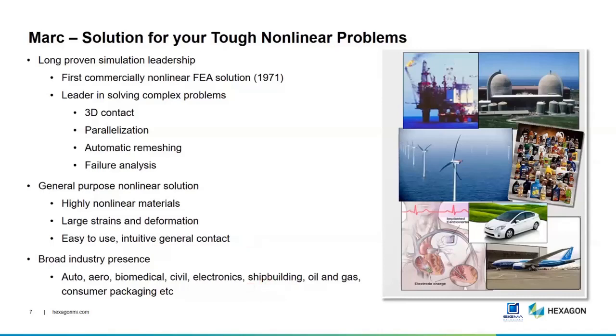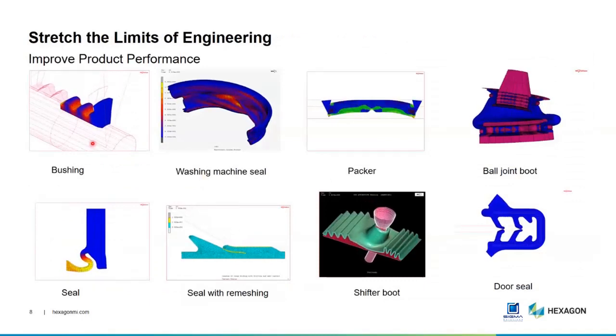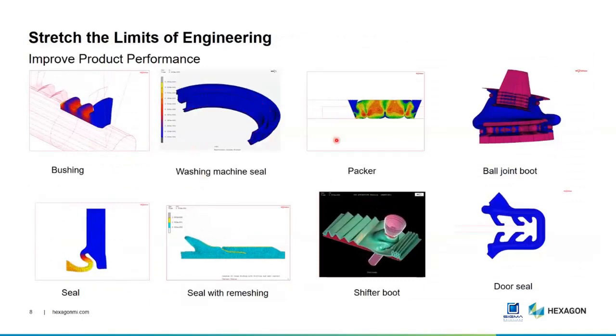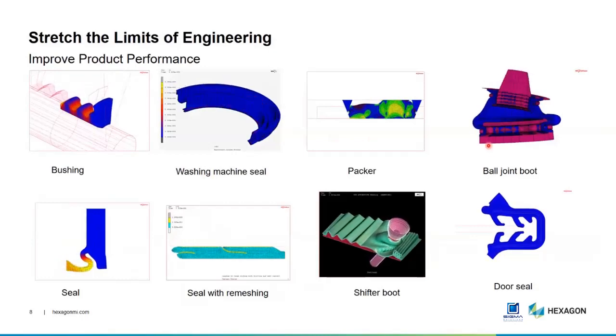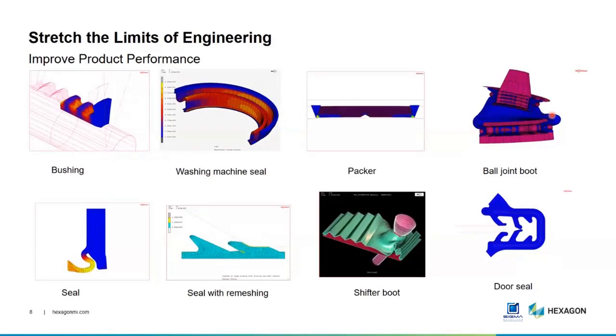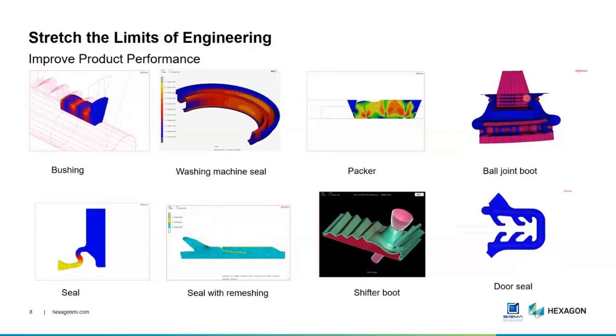Then I'm going to show you a few videos of the rubber simulation. This is a bushing. This is a washing machine seal. This is a packer seal that's used in the oil and gas industry. It's a ball joint boot where the rubber product can undergo an extensive amount of deformation. That can be self-contact or contact with other rigid bodies.